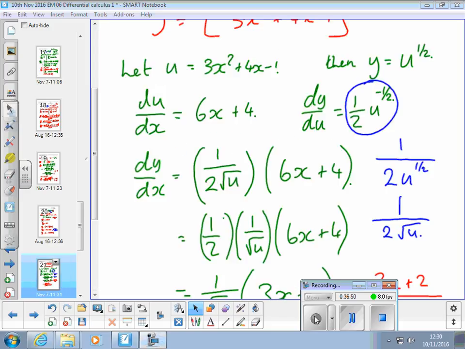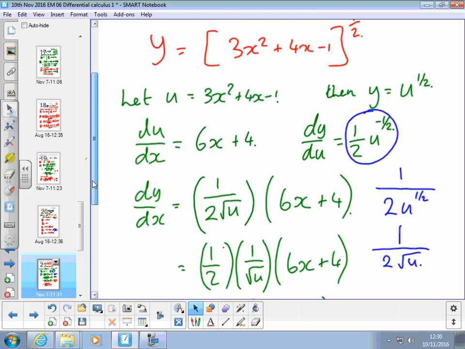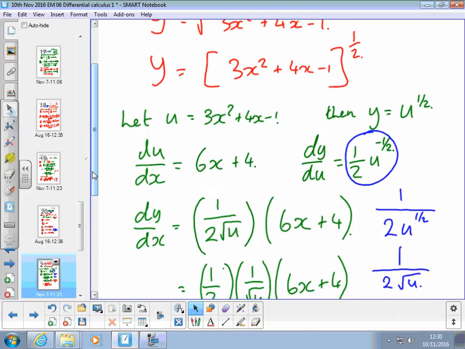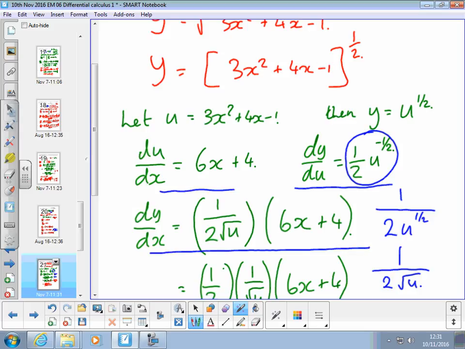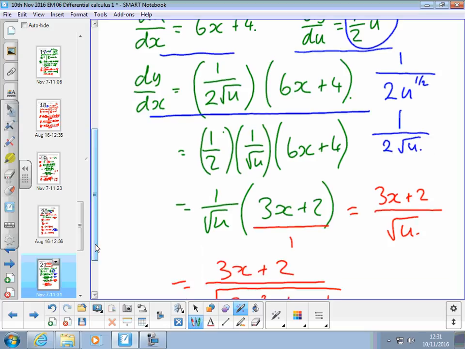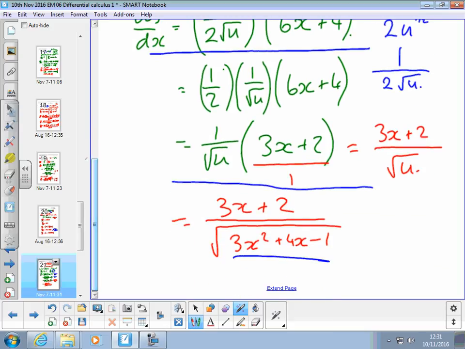So for the sake of the video, we went through, set u equal to the function inside the brackets, differentiated to find du by dx and dy by du, brought that together in the formula, simplified and replaced u in the final version.